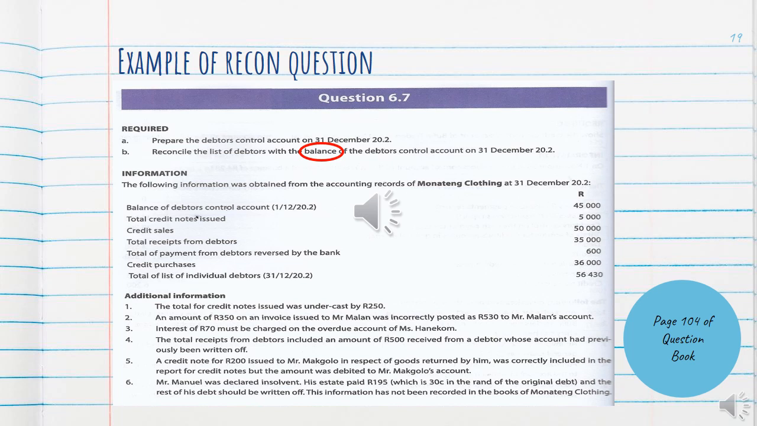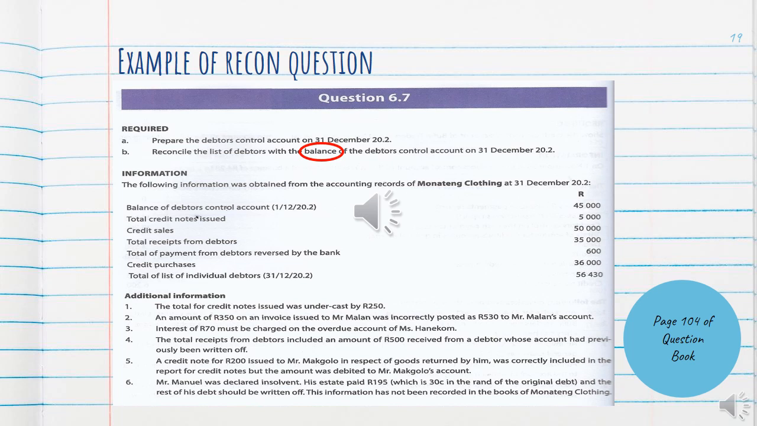So like I said, you'll be given a bunch of information and a bunch of additional information like they have done in this question. And as you can see, they've asked us to prepare the debtors control account and to reconcile the list of debtors to make sure that it balances. So that is all you're trying to do.